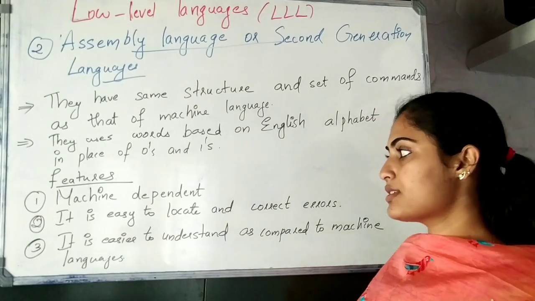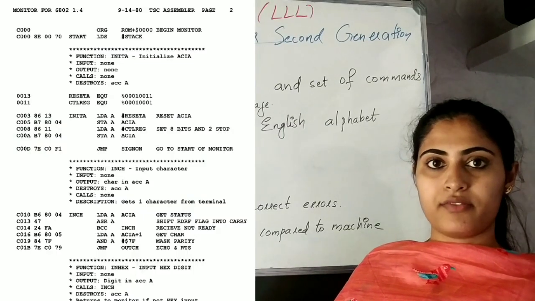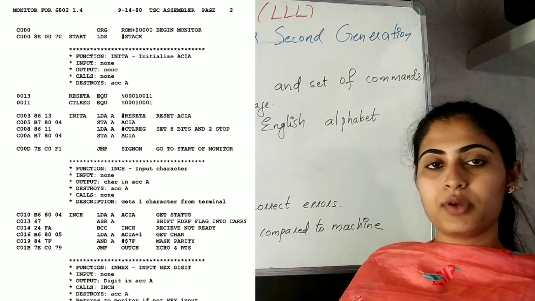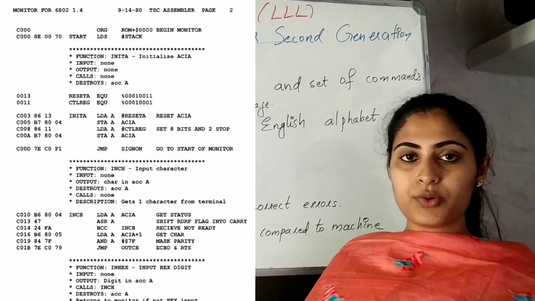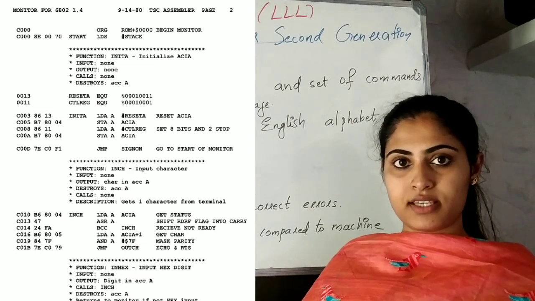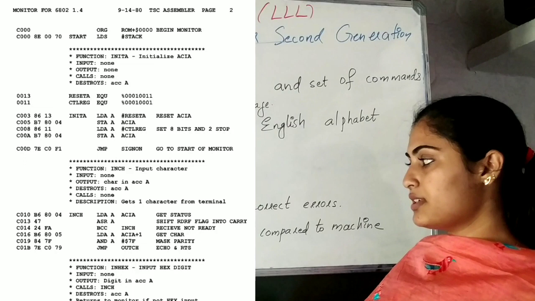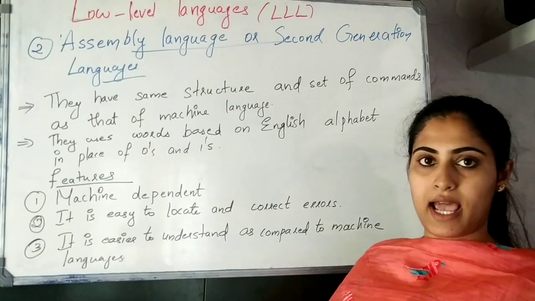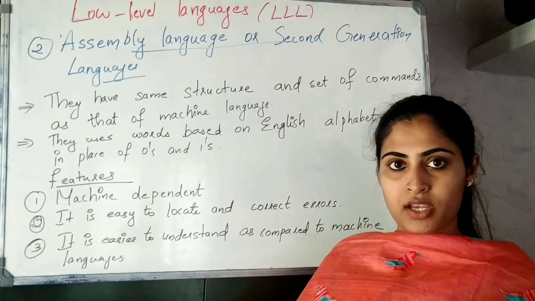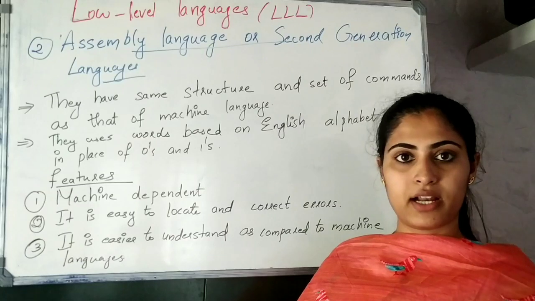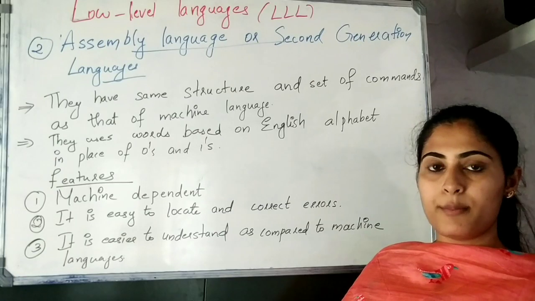The second point is, it is easy to locate and correct errors. In machine language, it was difficult to use because the programmer had to remember all machine codes. Here, since we use some of the English alphabets, it is easy to correct errors. The third point is, it is easier to understand as compared to machine language, because instead of zeros and ones, we use some English words from English alphabets.